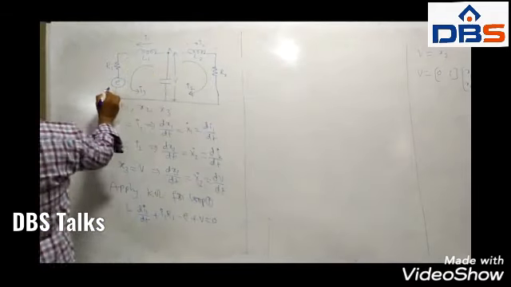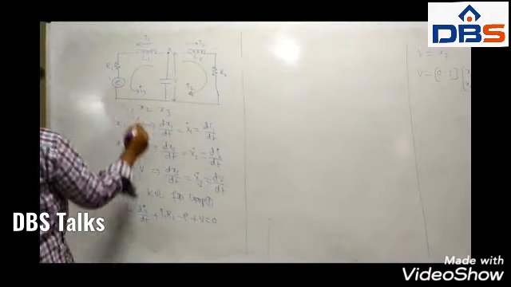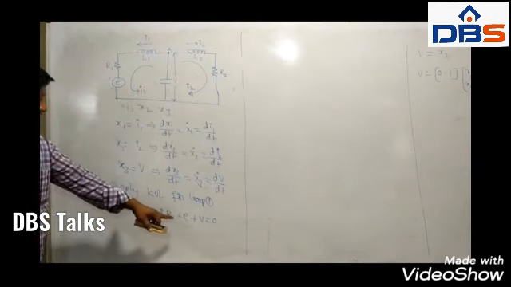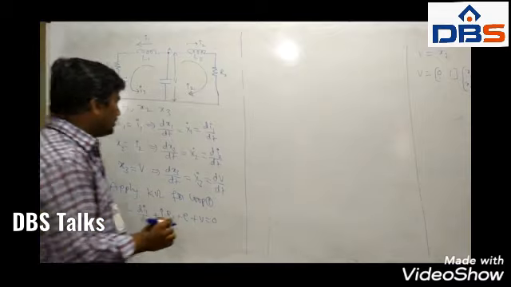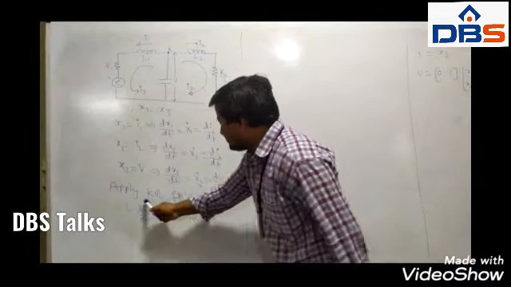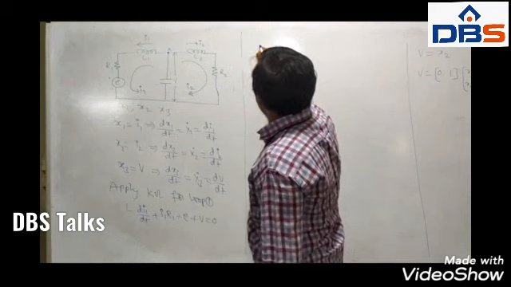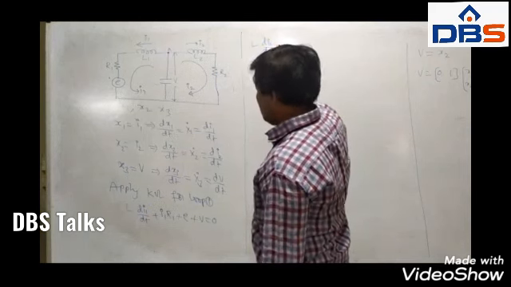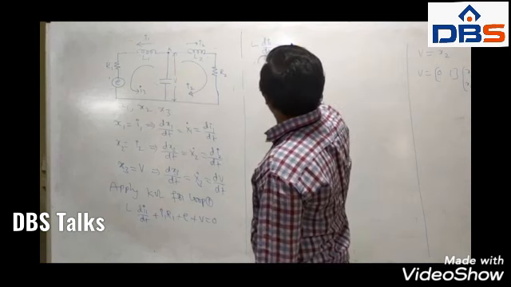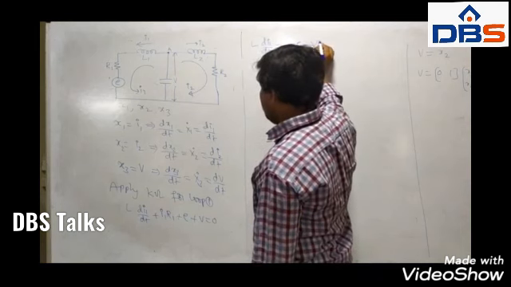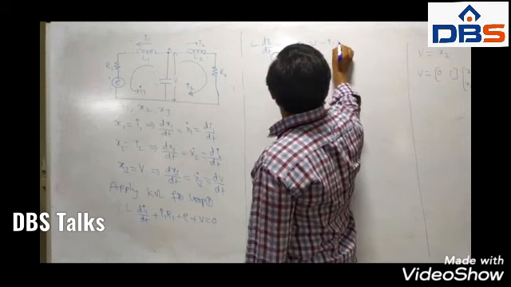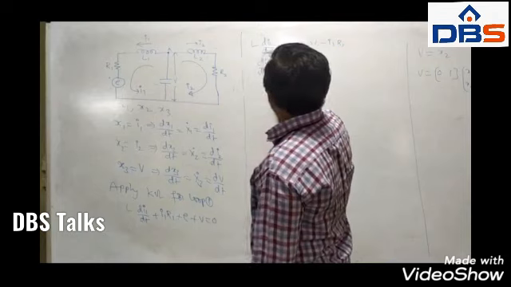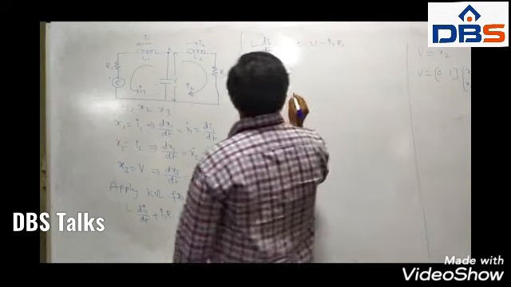So this is plus 1. L di1 by dt plus I1 R1 plus E plus V equal to 0. So we require di1 by dt. L into di1 by dt equal to minus E minus V minus I1 R1.